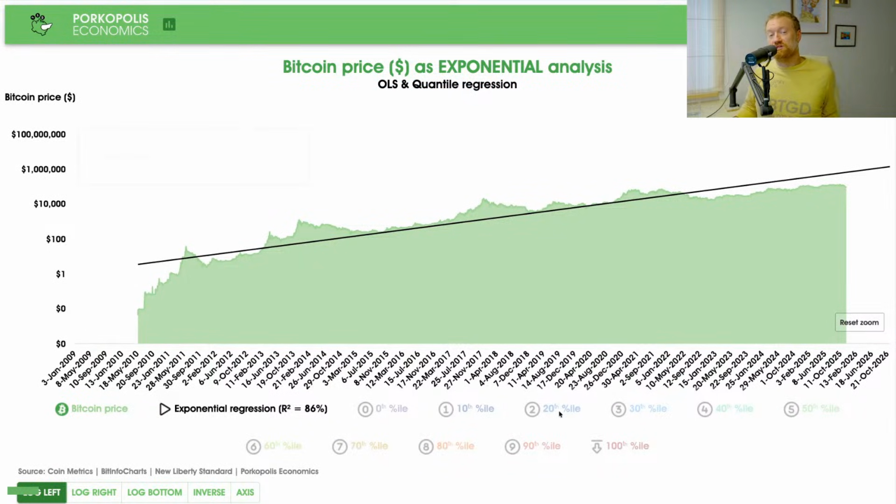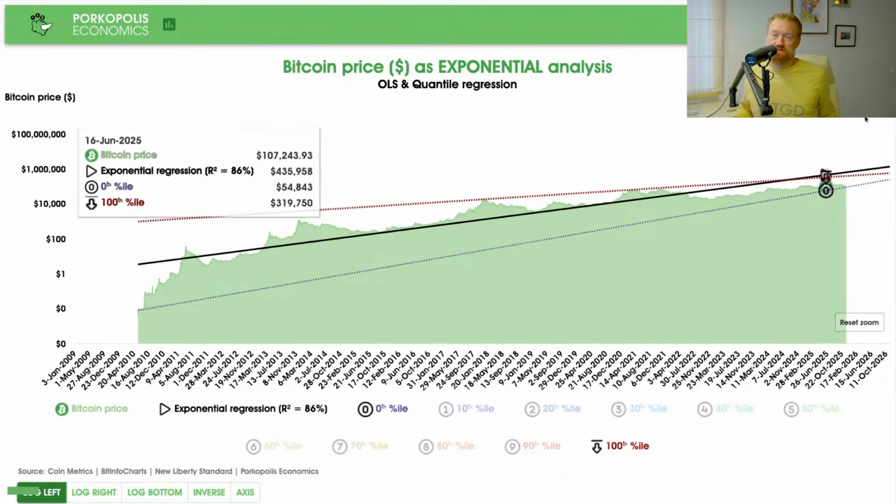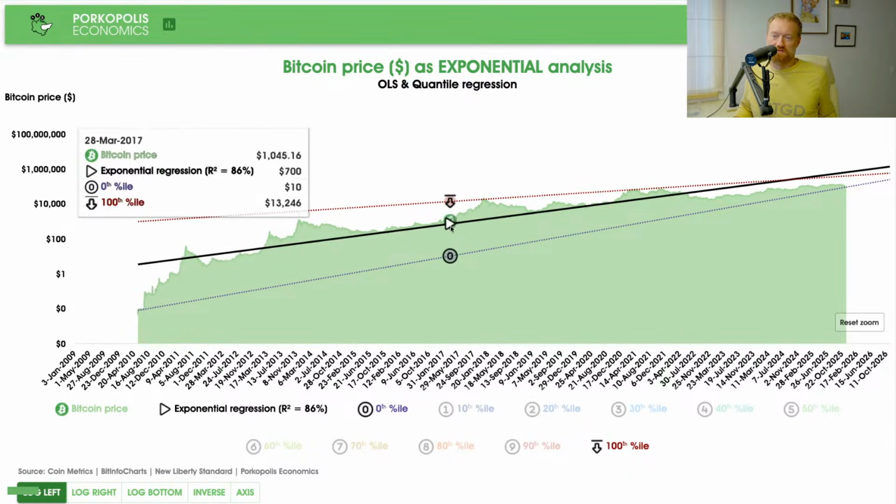Now let's do the quantile regression as an exponential. Let's shoehorn these in and see how these look. I'm going to start with the 0th and I'm going to start with the 100th. Right away, you should be seeing more alarm bells, red flags. All right. We're just running the data. I'm not doing anything fancy.